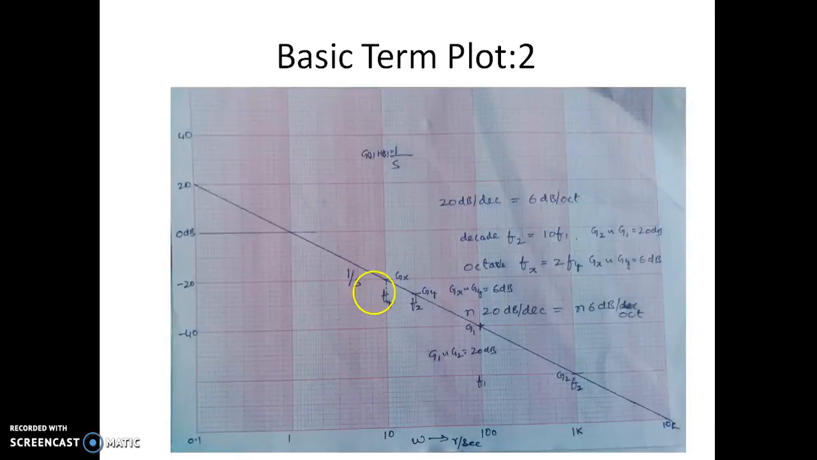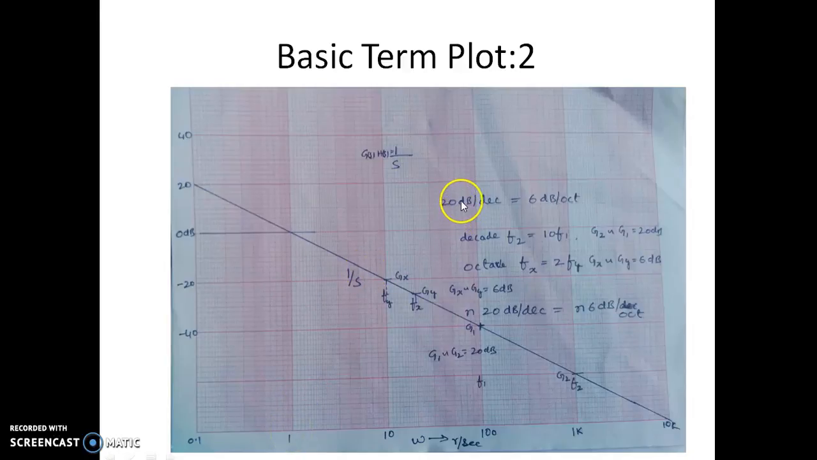Now similarly, let us try to represent how we write the 1 over s term. The 1 over s term will not have a cutoff frequency. The slope is minus 20 dB per decade throughout, for all frequencies. It is interesting to note that this term, 1 over s, will pass through the 0 dB line when the frequency is 1 radian per second. The key here is that the representation of 1 over s is a straight line having a slope of minus 20 dB per decade, and the important thing is that this line will pass through 0 dB when omega is equal to 1 radian per second. So that's what this is.